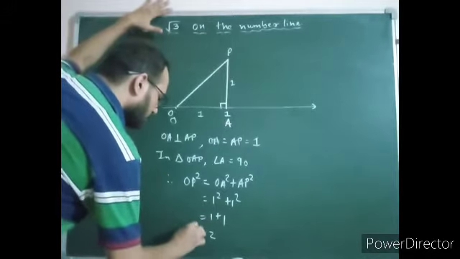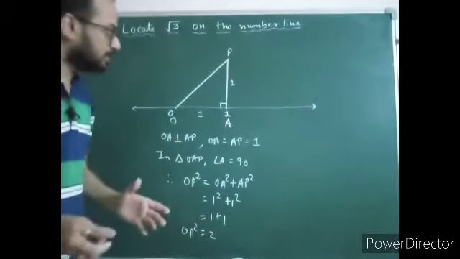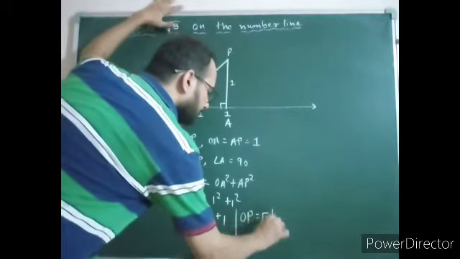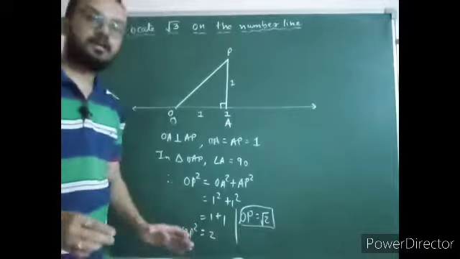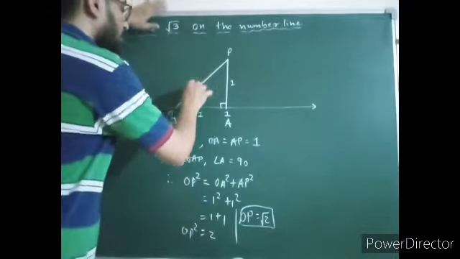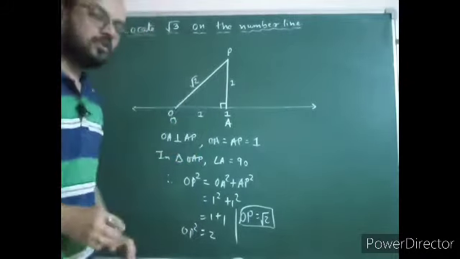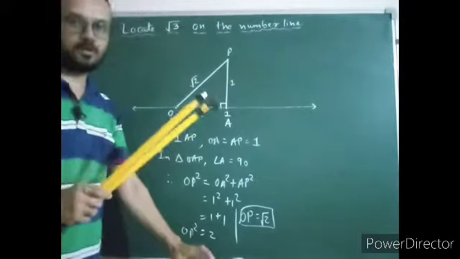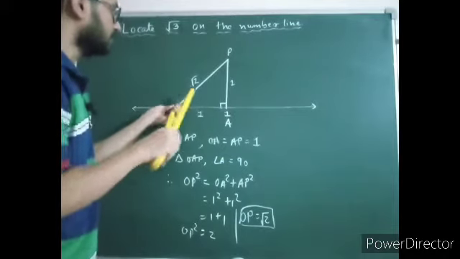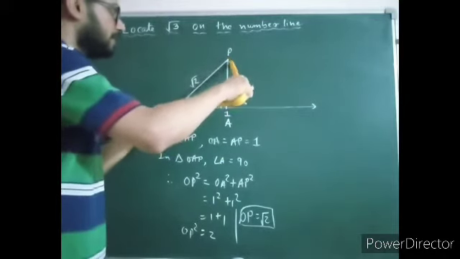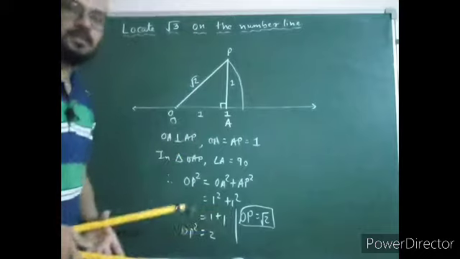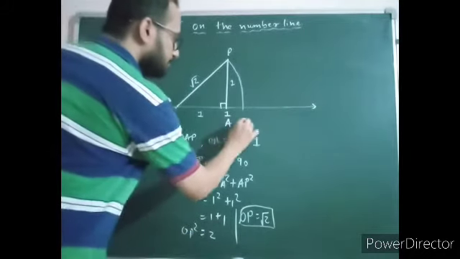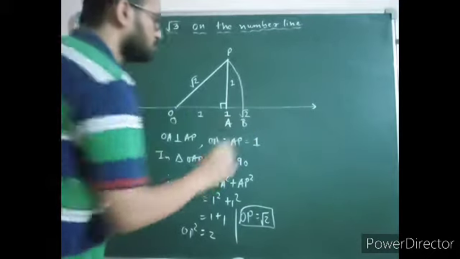So we got again OP square equals 2. But we want OP, so OP will be the square root of 2, the way we did in the previous question. So we got OP equals root 2. Now we will locate root 2 on the number line using a rounder, taking O as center and OP as radius, and make an arc on the number line. We will get a point on the number line. Suppose we call this point B. This point indicates root 2.